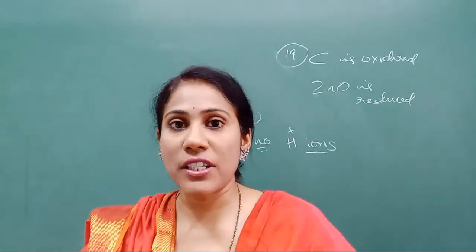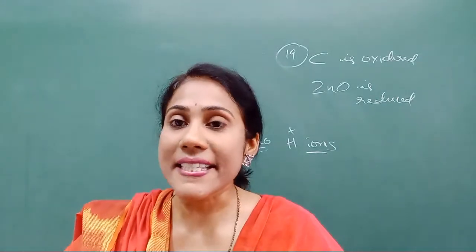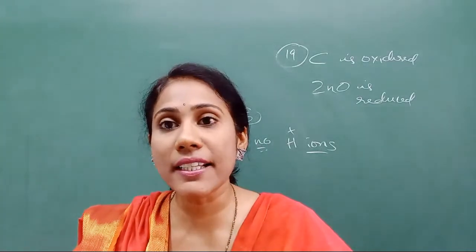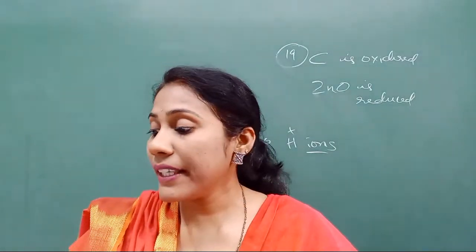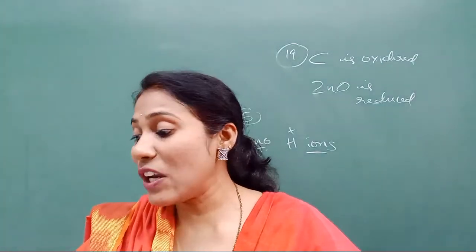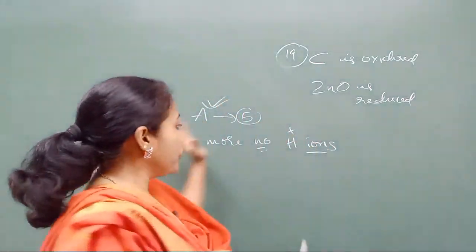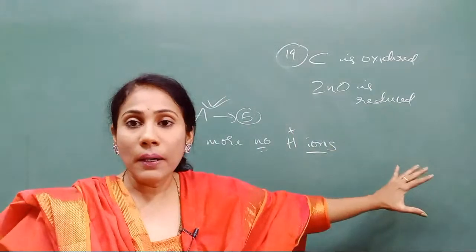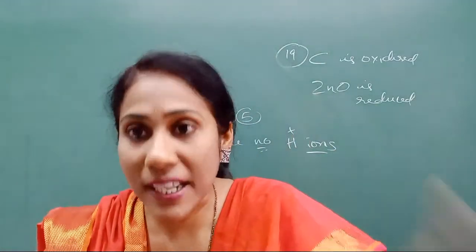Next, 23rd question, the last question from the chemistry part. What is atomic size? The distance between the nucleus and the outermost shell is called atomic radius. And they asked, in the modern periodic table, the atomic size decreases along a period and increases down the group. Why? From left to right, that means along a period, atomic size decreases because nuclear charge increases.